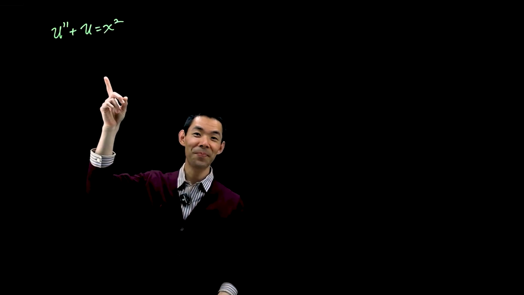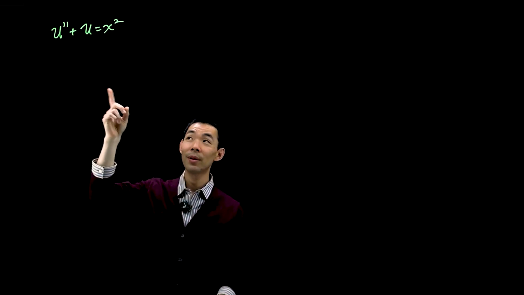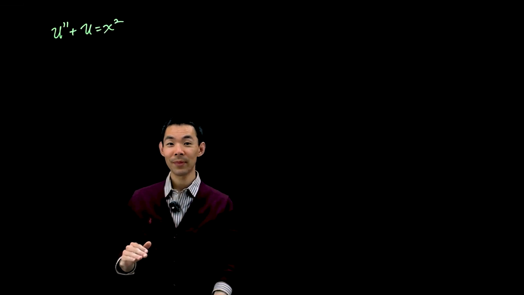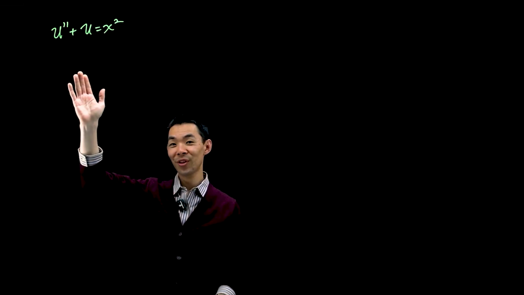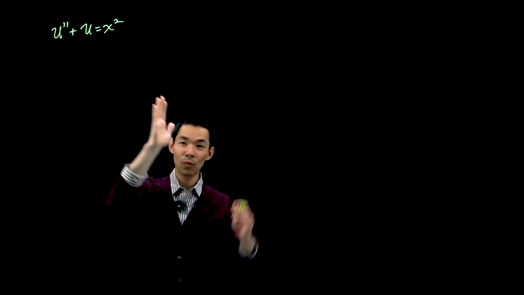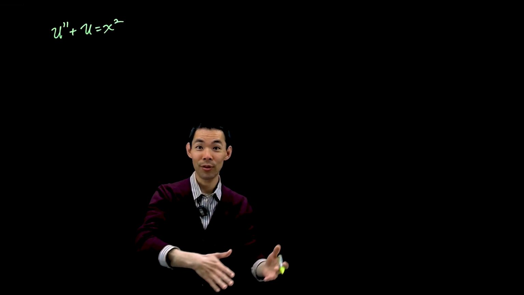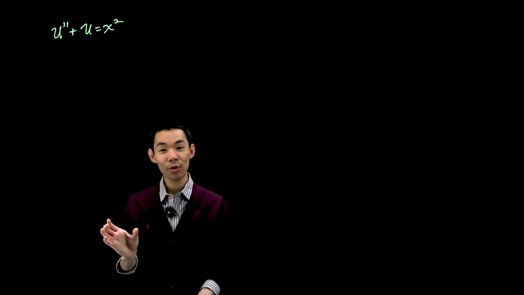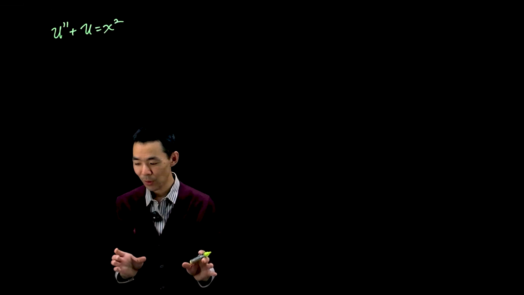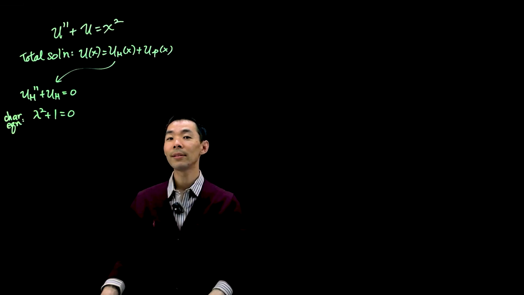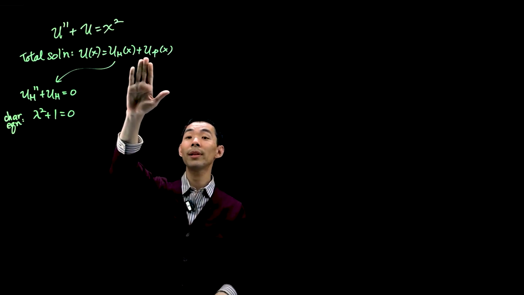Let's do a couple of examples. Let's do this example: u double prime plus u is equal to x squared. Now, let's just follow the steps. This is a constant coefficient, second order, linear ODE, non-homogeneous. So it's right along the middle branch of that tree that I showed you earlier. Following the steps, we add a homogeneous solution and the particular solution. So let's first solve the homogeneous solution. The total solution is equal to the homogeneous solution plus the particular solution.